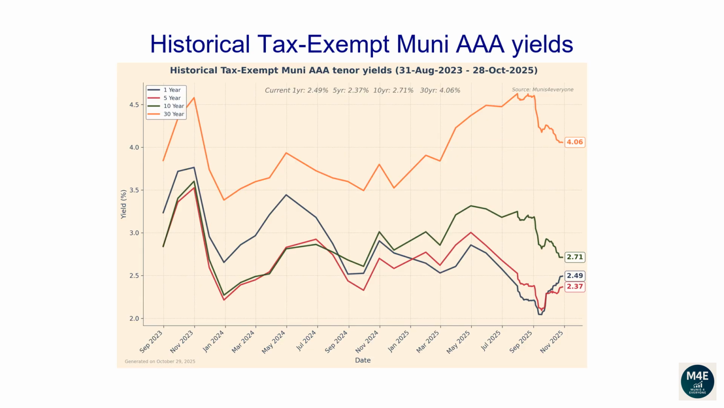This line plot and the next plot show how each tenor of the Muni yield curve has changed over time. From the 31st of August 2023 to the 28th of October 2025, the 1-year yield has dropped from 3.24 to 2.49. The 5-year yield has dropped from 2.85 to 2.37. The 10-year yield has dropped from 2.84 to 2.71. The 30-year yield has increased from 3.85 to 4.06.